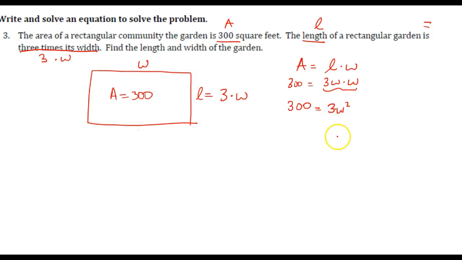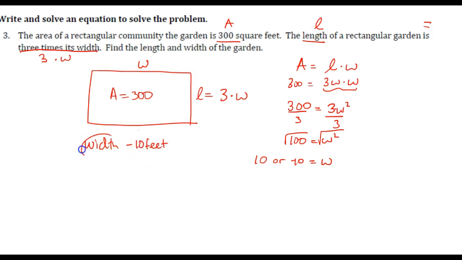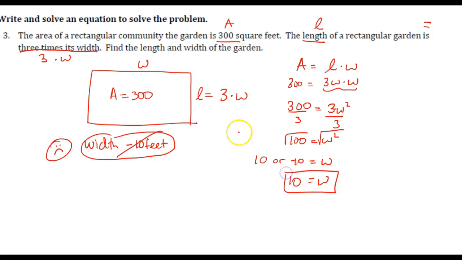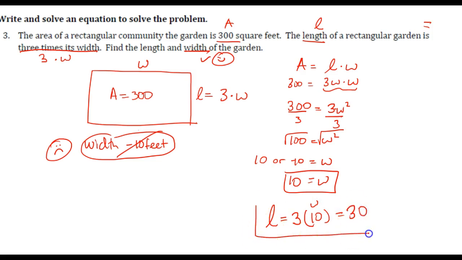And what's the opposite of multiplying? Dividing. And that would be 100. And what is the opposite of squaring something? Square rooting. So that would be W equals a positive 10 or a negative 10. Now remember, have you ever heard anyone say that width is negative 10 feet? Yeah, neither have I. So we're not going to use that number. We're going to use width is 10 feet. All right, so we found our width. Yay! Now we just have to find our length, which is length equals 3 times W, which was 10. And what is 3 times 10? 30. So we found our length. We found our width. Yay.